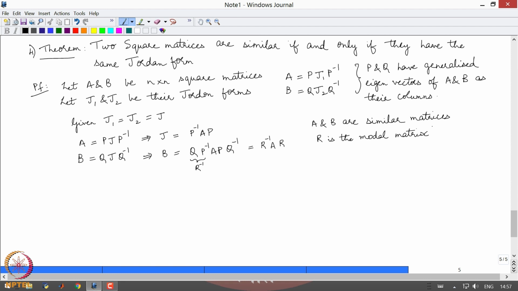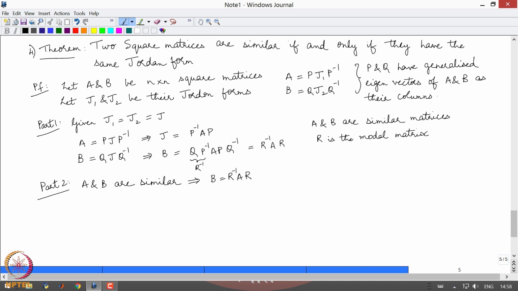Now we are done with one side of the proof: by assuming that we have the same Jordan form, we are able to prove that they are similar matrices. What about the other side? This is part 1 of the proof. Part 2 of the proof says that if A and B are similar, then I can write B as some R inverse A R.